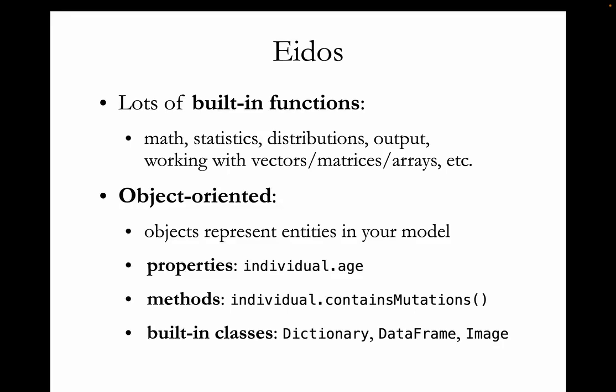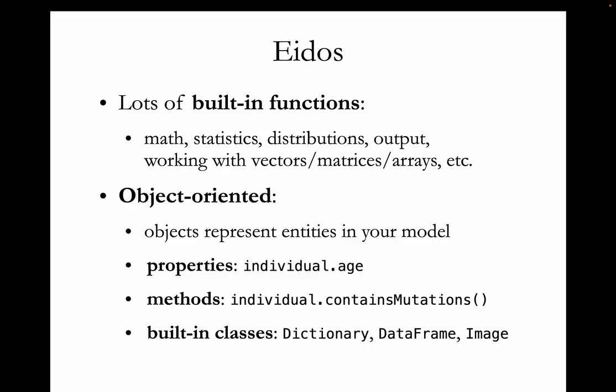But Eidos is also object-oriented. As I mentioned before, objects represent entities in your simulation, like mutations and individuals. You use the dot operator to access properties and methods within objects. So this variable named individual might refer to a specific individual in your model, and you could get its age, the number of simulation ticks it's been alive for, through its age property with individual.age. Objects also have methods which ask the object to perform some kind of work. So you could ask individual to search through its two genomes, two because it's a diploid, and to tell you whether it possesses particular mutations that you're interested in.